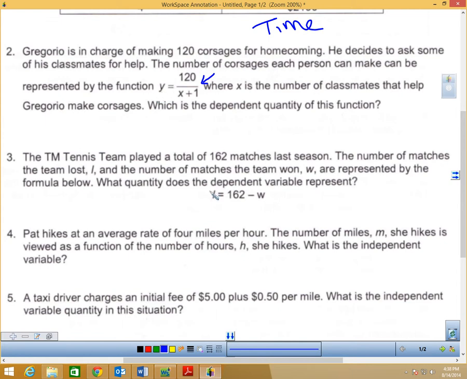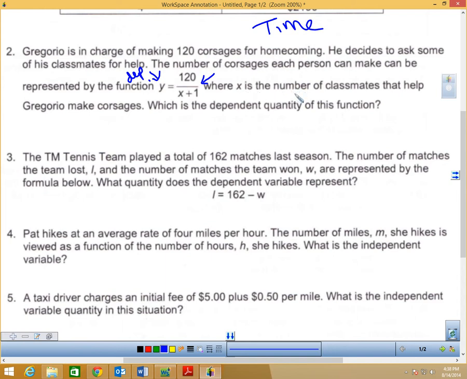Okay? We know that dependent is always y. Okay? How do we know that? Well, it's always y. We also know that in an equation, the dependent variable is always what's by itself. Okay? So, but we're not looking for the dependent variable. We're looking for the dependent quantity. We have to figure out what y stands for. Okay? So if you just wrote down y, I would mark this answer wrong. That's not a quantity, that's a variable. I need to know what the y stands for. Okay? So we've got to read what it is. It says x is the number of classmates. Well, that doesn't really help us.